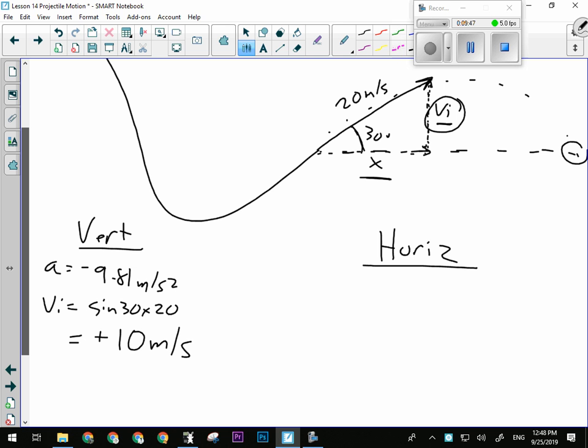If I find the horizontal component of this projected velocity, that will be his horizontal velocity. And that number won't change because we know horizontally there's nothing to speed him up or slow him down. He's traveling at a constant velocity in the horizontal plane. So how will I find this side of the triangle? Cos. Okay, so I'm going to go cos of 30 times 20 meters per second.